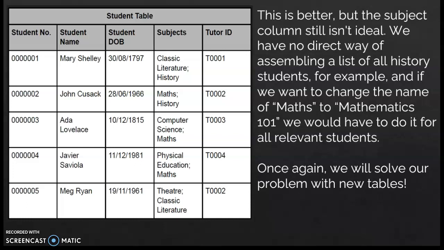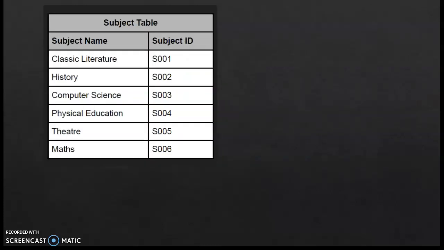Or, let's say you had 10,000 students in the same course taking maths. Let's say maths needs to change to Mathematics 101. You'd have to change maths to Mathematics 101 for each one of them. Whereas, if you had it split into its own table, you'd just change it once and it would be done. So, we're going to solve it with new tables.